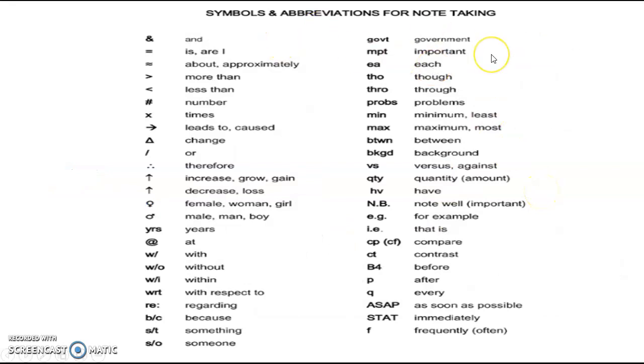Here are some symbols and abbreviations that are applied for any other field that you can imagine. For example, here, years, at, with. For example, here, government, minimum or least, maximum, between. There are some abbreviations, as you can see, that you can apply in any other type of field, not only medical, but also for law or for other types of, for example, conferences or meetings that you have.